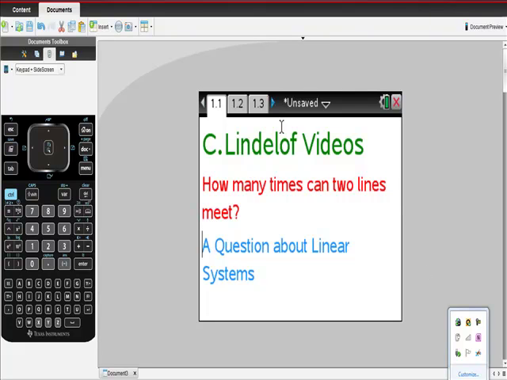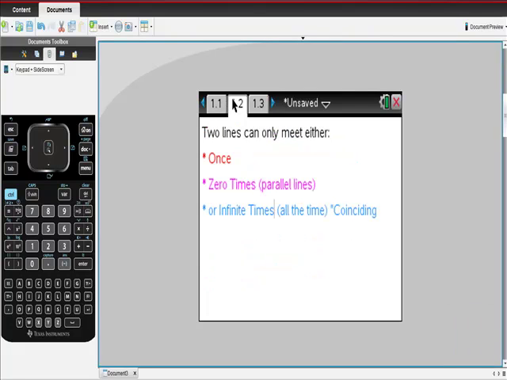And I think where we get to is this, and this is what we're going to try to get to today, to just explore this. Two lines can only meet either one time, crossing like a T or a V or however you want to picture that, or zero times, parallel lines like train tracks running right next to each other, or they can meet an infinite number of times, like all the time. That's called coinciding lines. Coinciding lines are one line laid on top of the other line. It covers the other line all the time.